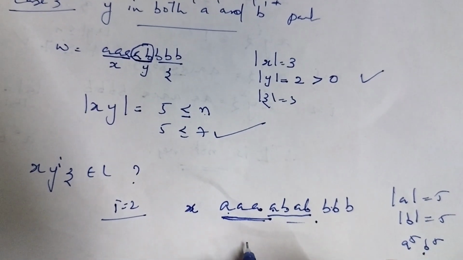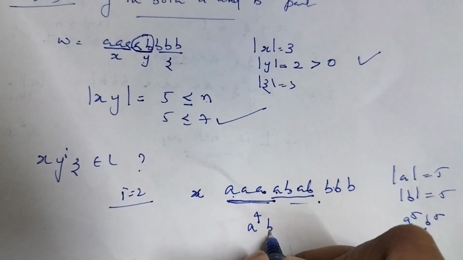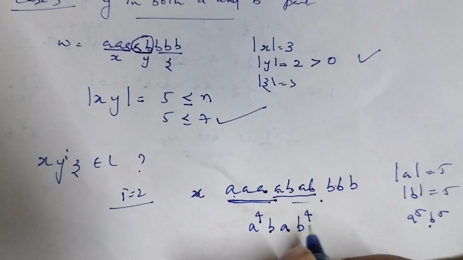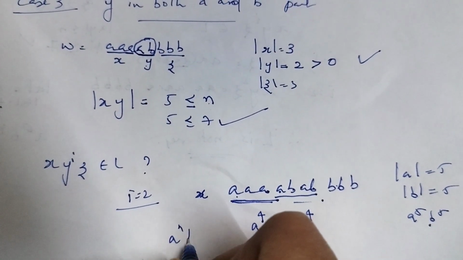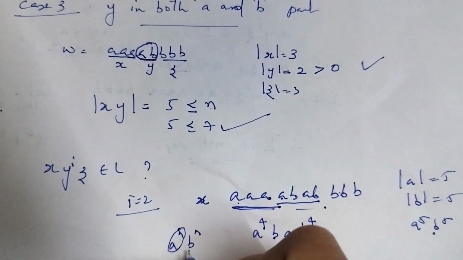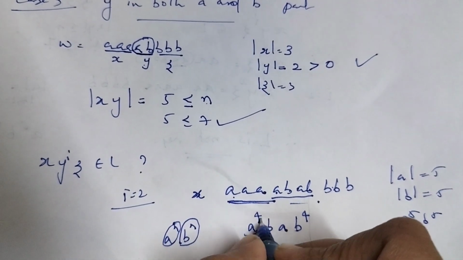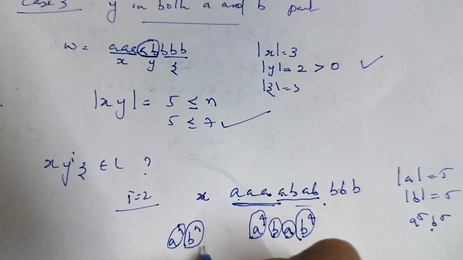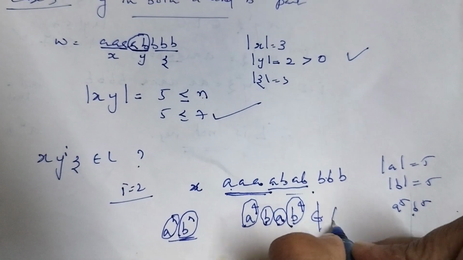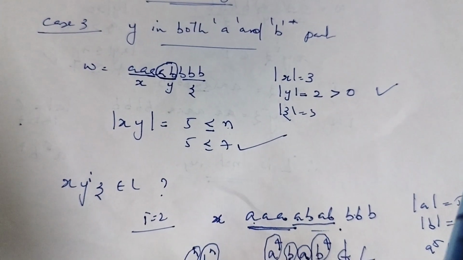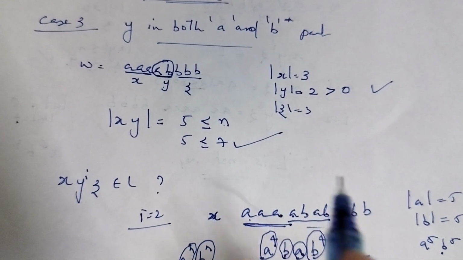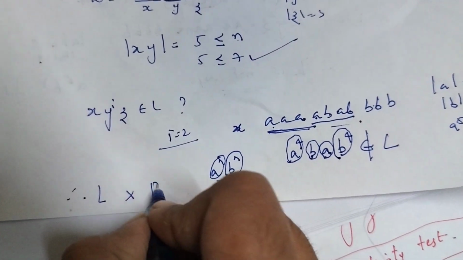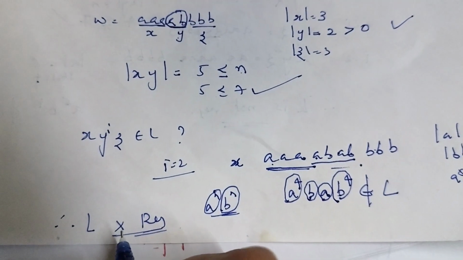Here you can see a power 4, then you can see a single b, then a single a, then b power 4. So this is not in the format a power n, b power n, that is n number of a's, then n number of b's. So this does not belong to our language. So we can say L is not a regular language. Initially we assumed that L is regular, and finally we proved that L is not regular using the pumping lemma. Understood?